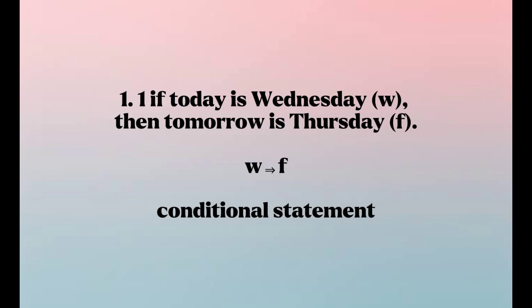We see that the sentence has if and then. So if we go back to the statements, we will know that this is a conditional statement. So we will write this as W and then use the implies or the symbol of conditional and then the letter F. So now we have the symbolic form of the sentence, and again, this sentence is a conditional statement.